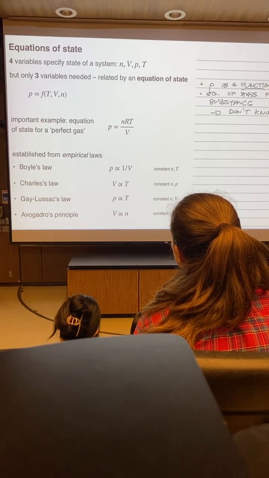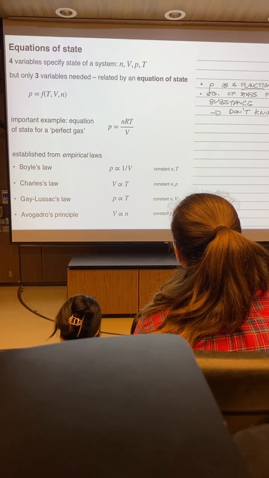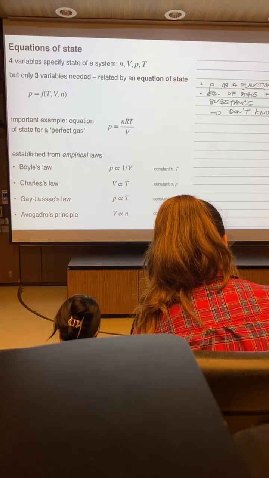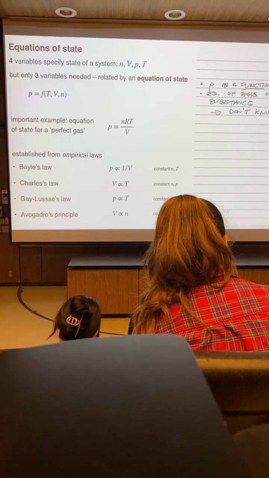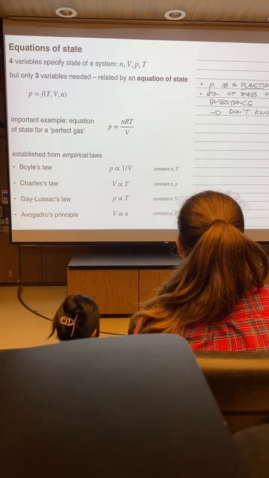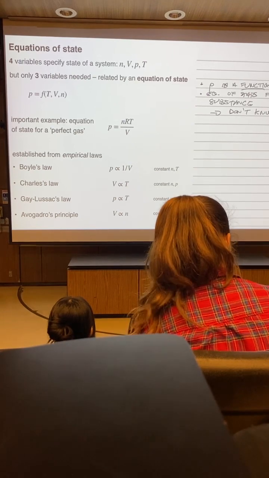And it says that the pressure is equal to the number of moles of substance times the gas constant times the temperature divided by the volume. So this is an equation of state that connects pressure with these other properties. If I know the other values, n, T, and V, then I know what the pressure of the system is, assuming that my gas behaves perfectly.